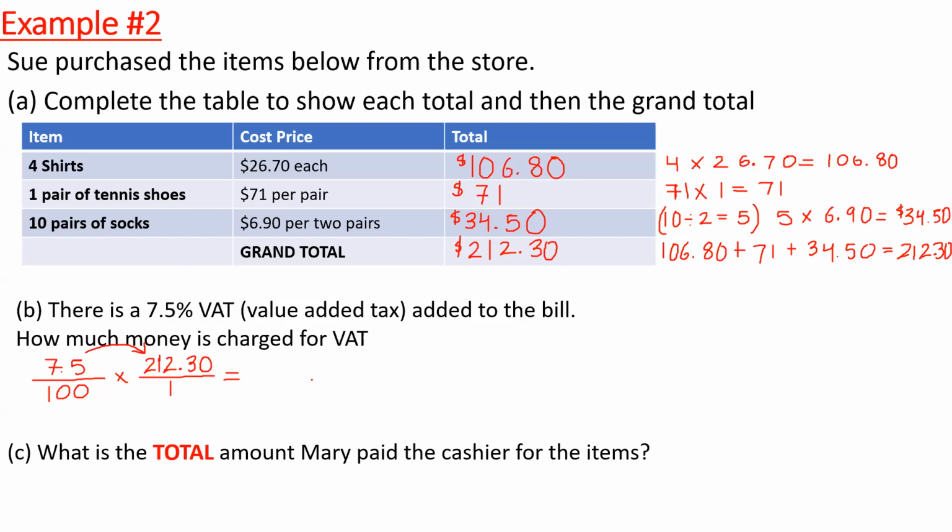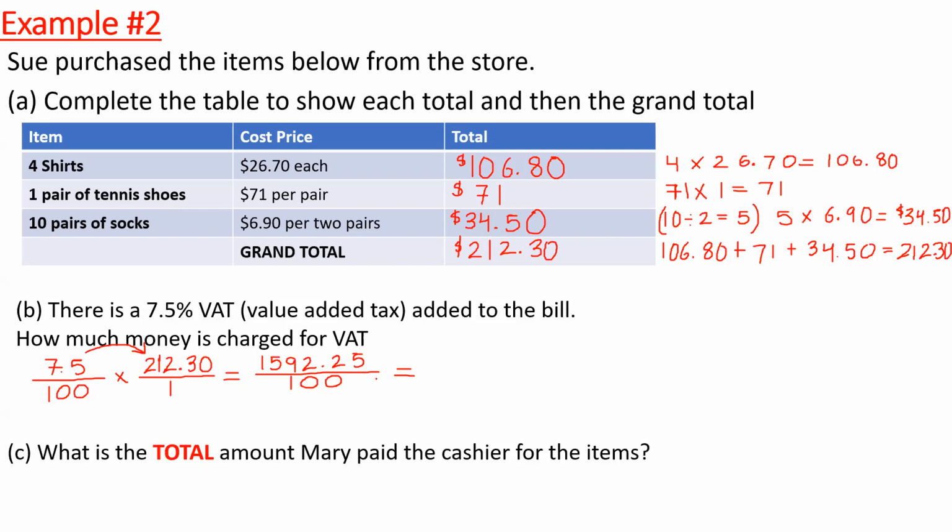I got $1,592.25, 25 cents. All over 100. And if we want to divide by 100, we have to move the decimal over 2 times to the left, right? Yes, sir. So what are we going to have now?